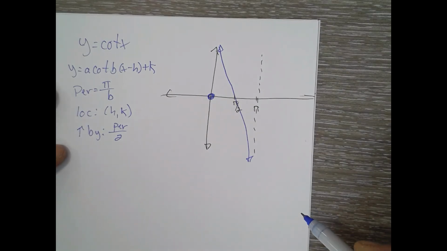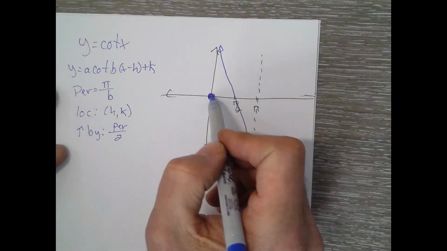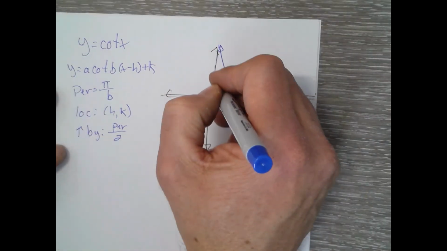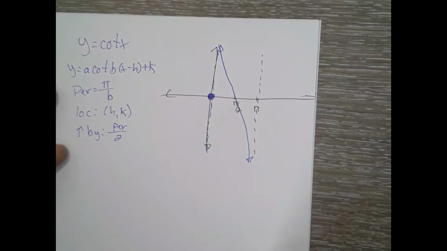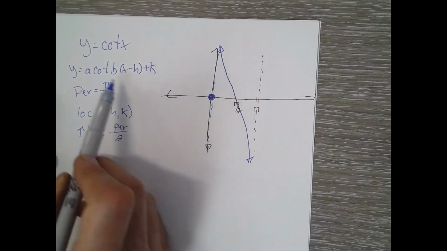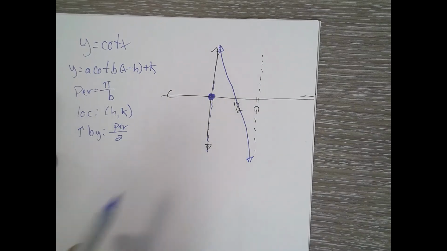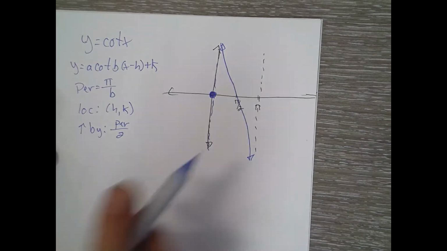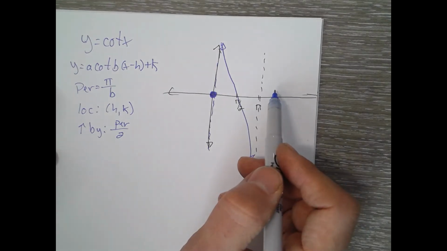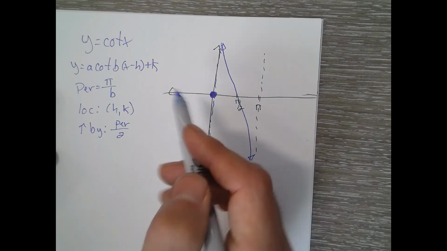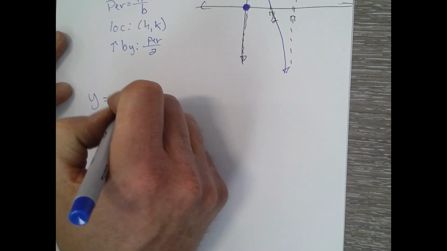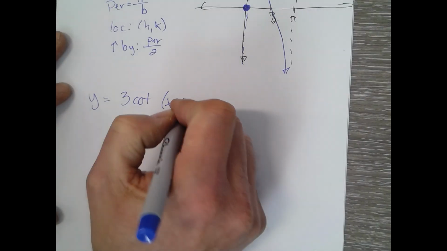Okay. Also, this is the locator point, and the curve does not go through the locator point. It actually has a vertical asymptote going through it. But other than that, the period is pi over b. The up by is the period divided by 2. A lot of things the same. This is my locator, and the entire period is to the right of it, where tangent, half is to the left and half is to the right. All right, so let's see if we can graph 3 cotangent of x plus pi, minus 1.